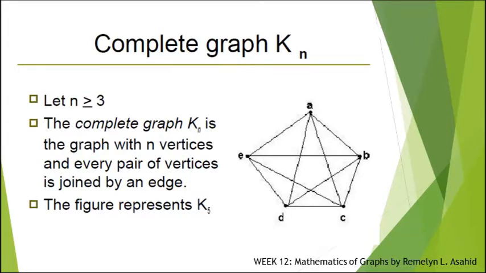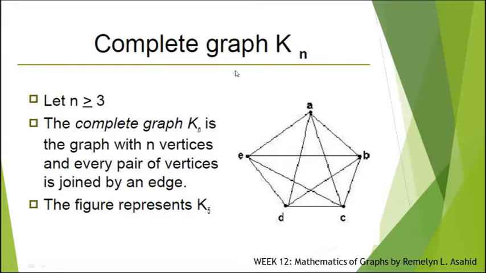We're going to look at our figure. We have A, B, C, D, E, the vertices, and we have 5 edges. 1, 2, 3, 4, 5. 1, 2, 3, 4, 5. So it is K to the 5. We call that a complete graph. So take note, your n should be greater than or equal to 3.